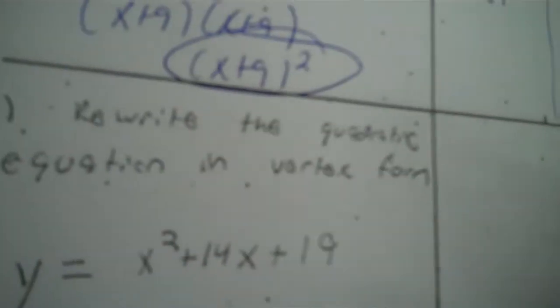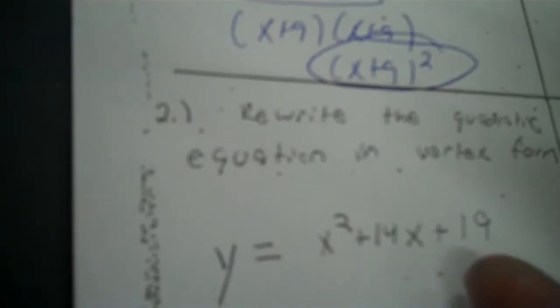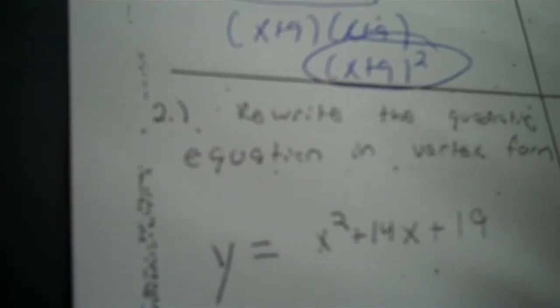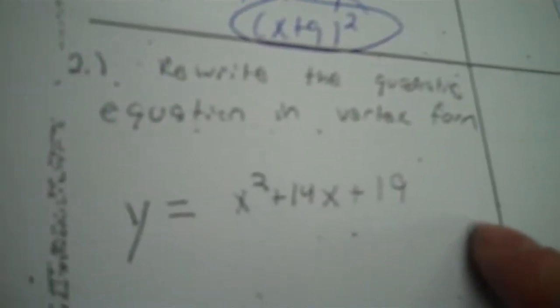Okay, rewrite the quadratic equation in vertex form. Y equals x to the second plus 14x plus 19. Now this is just taking this and applying. I haven't done a good job to explain what you're trying to do here, really. I think you get the process, but the point is you're trying to get it from an ABC form to an AHK form, okay?